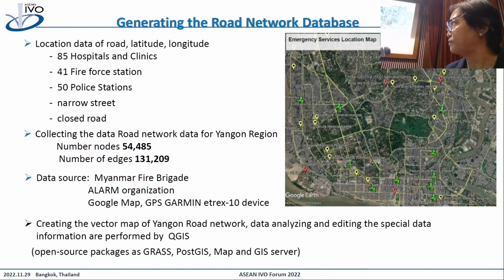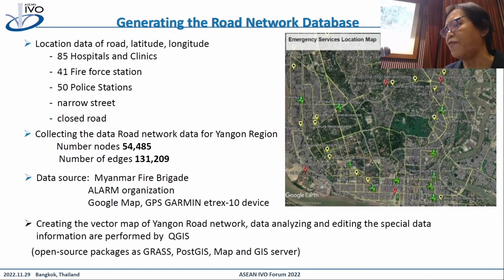Then we did some identification of this collected data for the network of the Yangon region. We fixed some junction points and node places, and we counted the number of node places: 554,048 nodes. Then we considered the edges, the links between these nodes, not including the closed roads. For one-side roads, the number of edges drawn there is 131,209 edges.